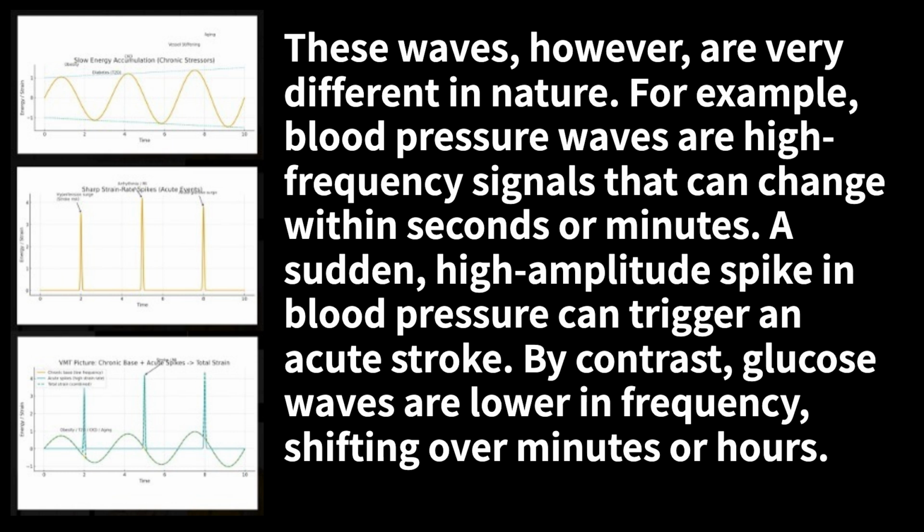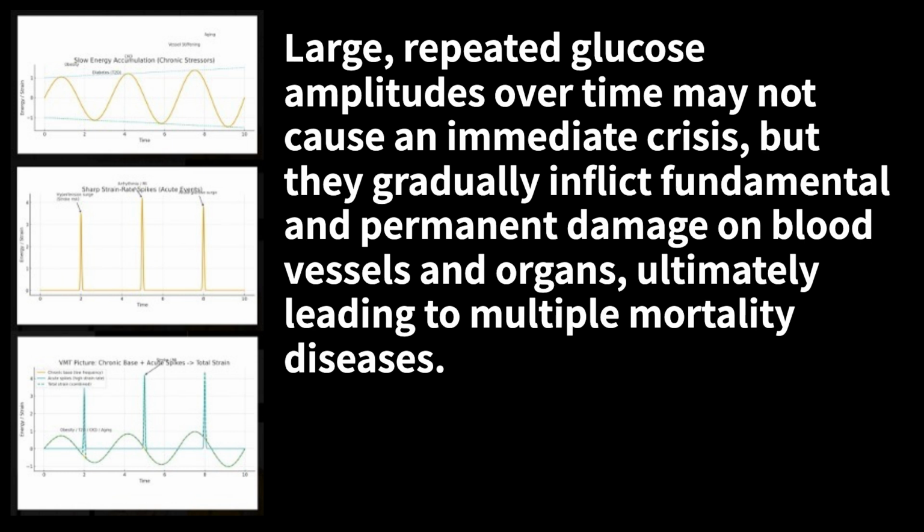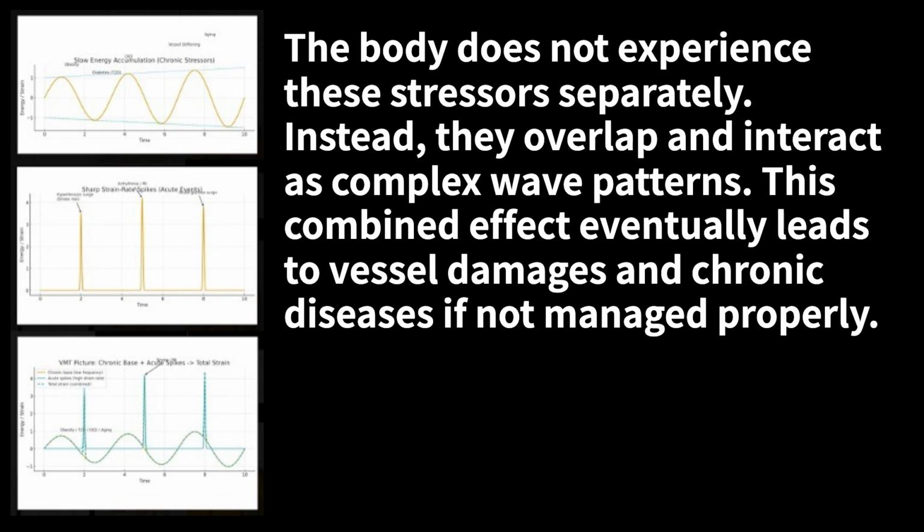By contrast, glucose waves are lower in frequency, shifting over minutes or hours. Large, repeated glucose amplitudes over time may not cause an immediate crisis, but they gradually inflict fundamental and permanent damage on blood vessels and organs, ultimately leading to multiple mortality diseases. The body does not experience these stressors separately. Instead, they overlap and interact as complex wave patterns. This combined effect eventually leads to vessel damages and chronic diseases, if not managed properly.